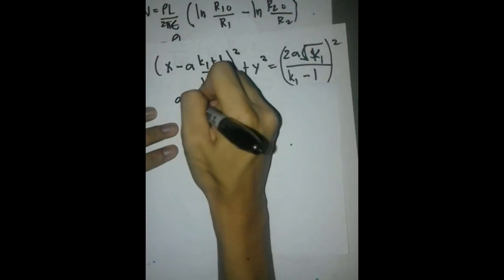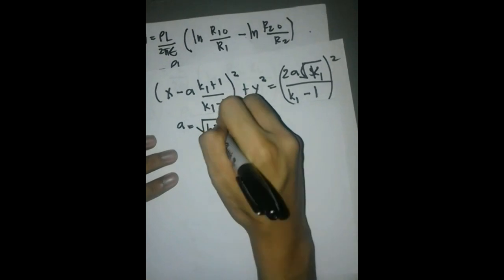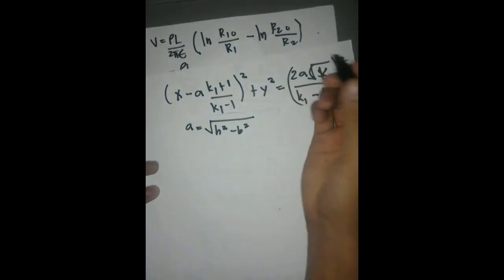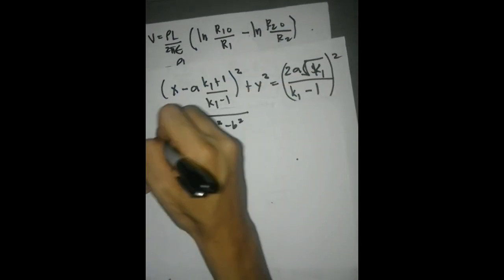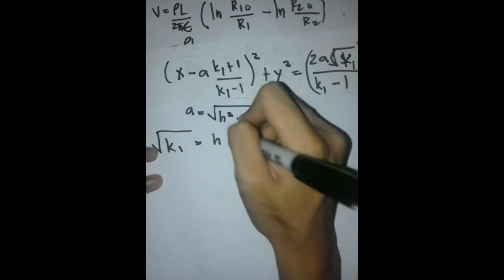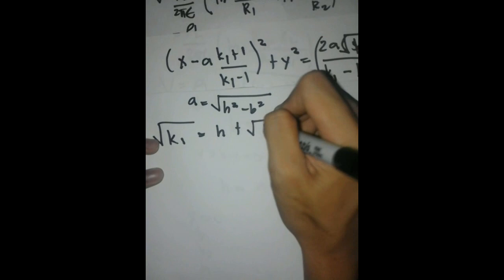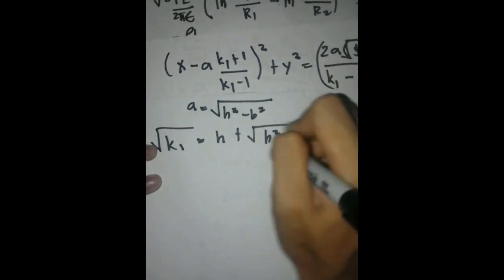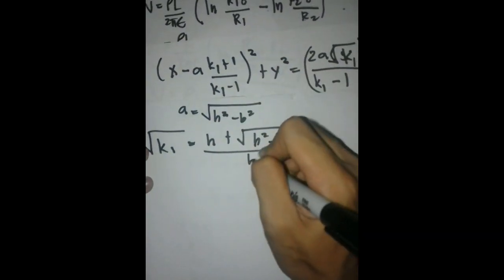a is equal to the square root of h squared minus b squared, and the square root of k1 is equal to h plus the square root of h squared minus b squared, over b. But the potential of the cylinder is V0.